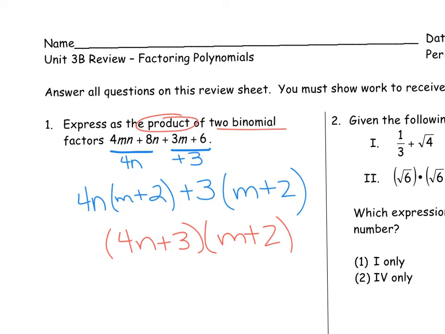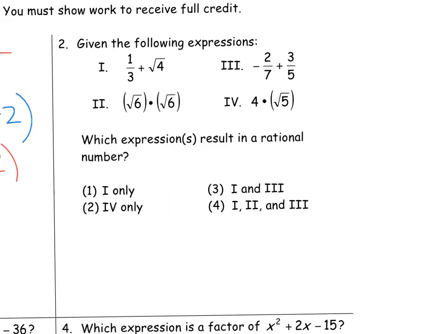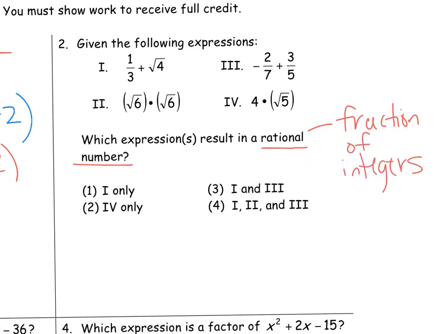All right, let's take a look at question number 2. So for question number 2, we're given the following expressions, and we want to know which one is rational. So you guys have to remember that in order to be rational, it has to be written as a fraction of integers. So if I look at the first one, 1/3 plus square root of 4, well, the square root of 4 is just 2. So this is 1/3 plus 2. We can write that as a fraction of integers. So that checks out.